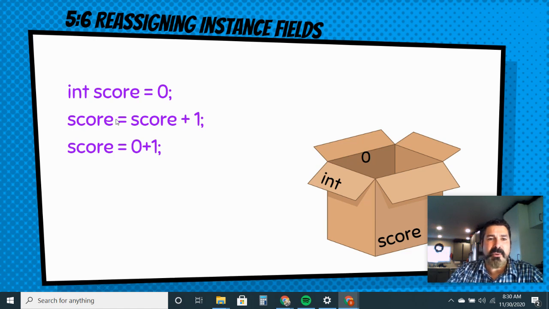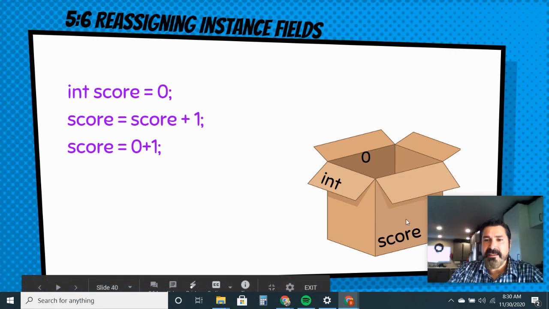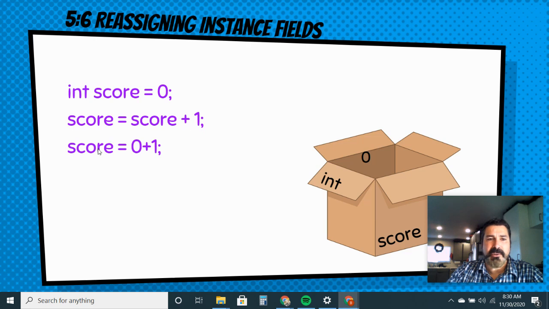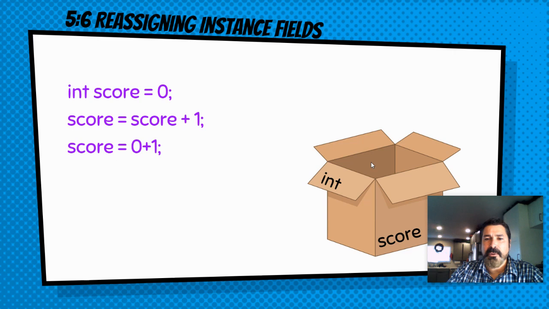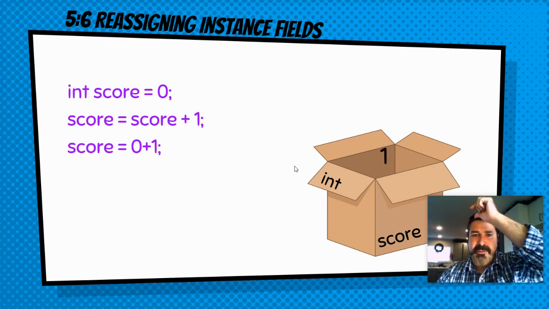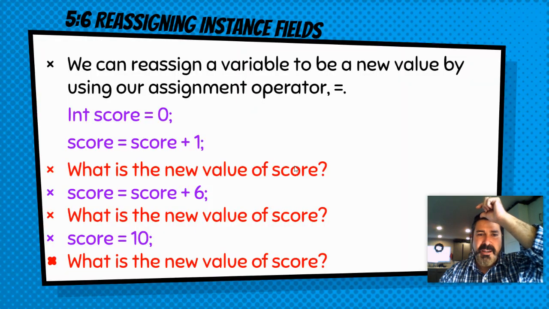So if I say score equals score plus 1, well, we're basically saying, hey, this guy equals score. Well, it equals 0 plus 1. So score equals 0 plus 1. 0 plus 1 is 1. So this 0 would disappear, and it would now be holding a 1. Okay? All right, let's go back up here.